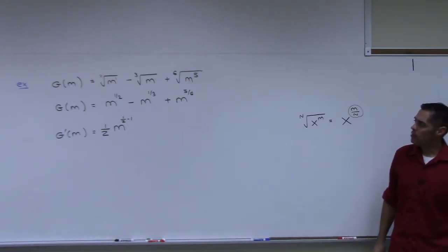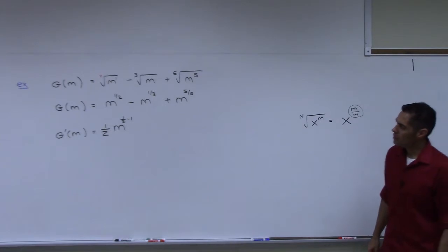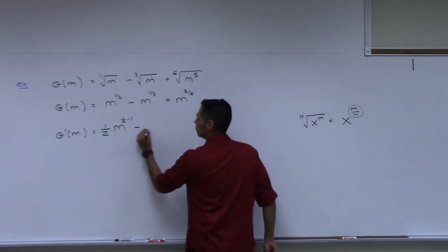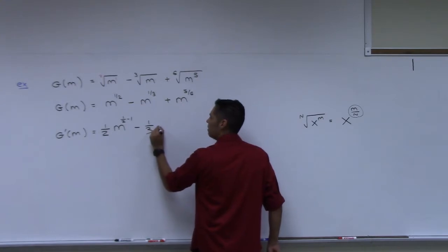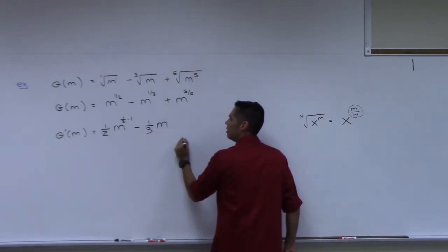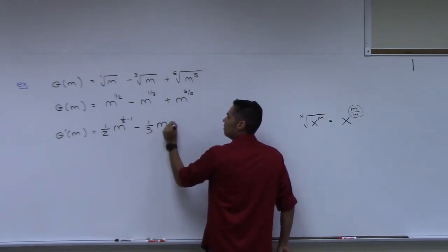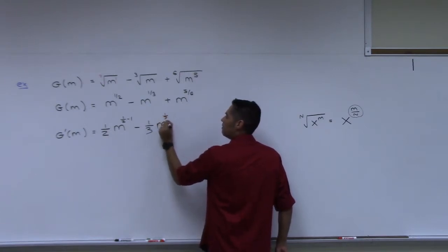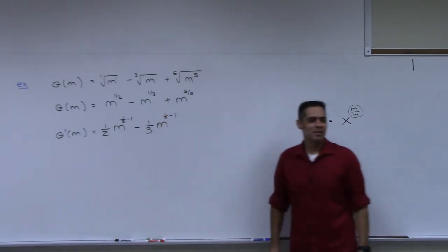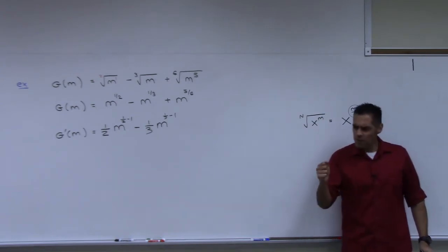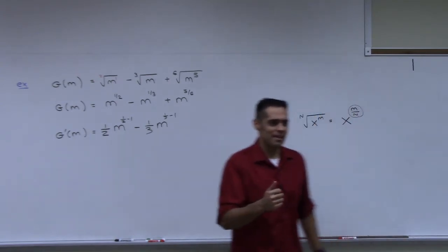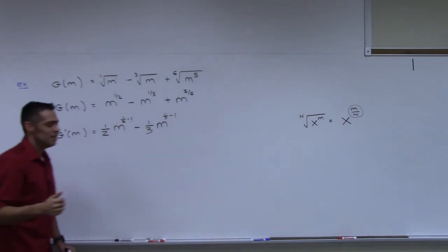So what would I write for the next one? Would it be minus 1/3? Uh-huh. And then m raised to the 1/3 minus 1. Yes. But don't say 1/3 like that. Say 1/3. Be confident. Okay, you got it.